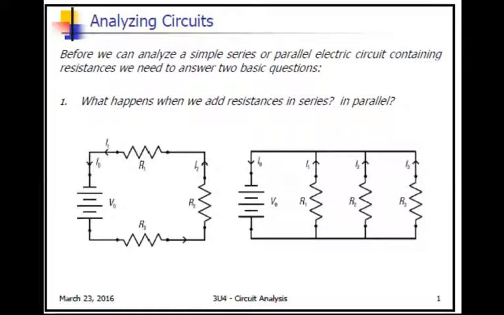What we need to know is, is it possible to simplify a resistor network? So here we have two resistor networks, and a resistor network basically just means a circuit with a number of resistors, because they could be in series or parallel. On the left we have a series resistor network. On the right we have a parallel resistor network.